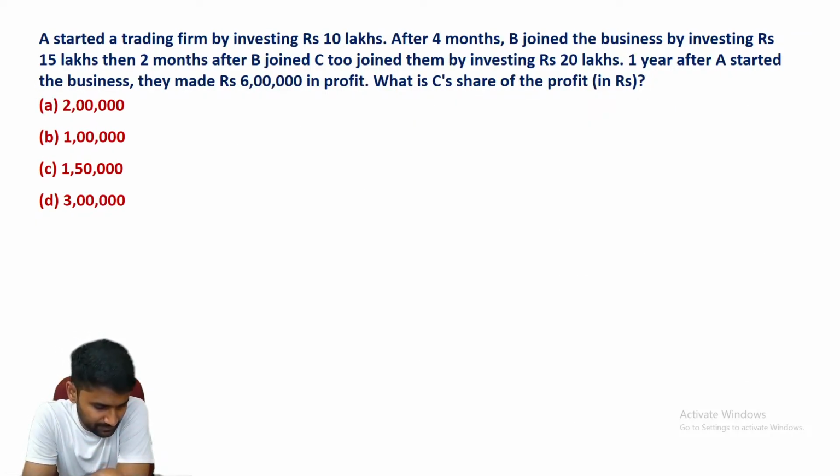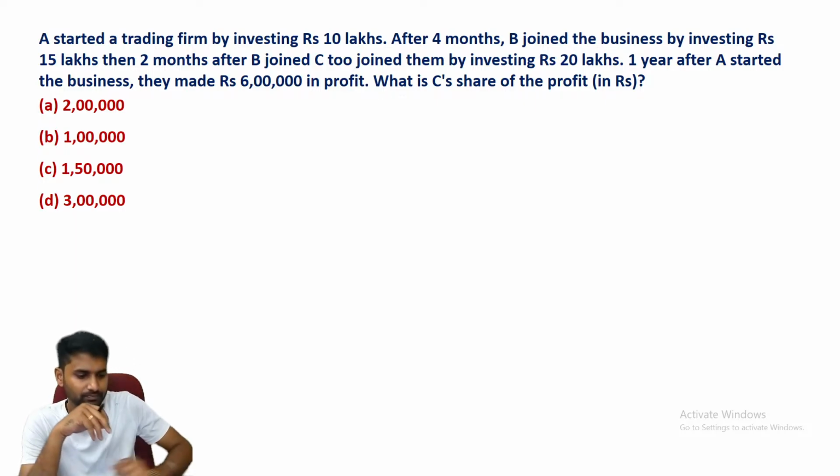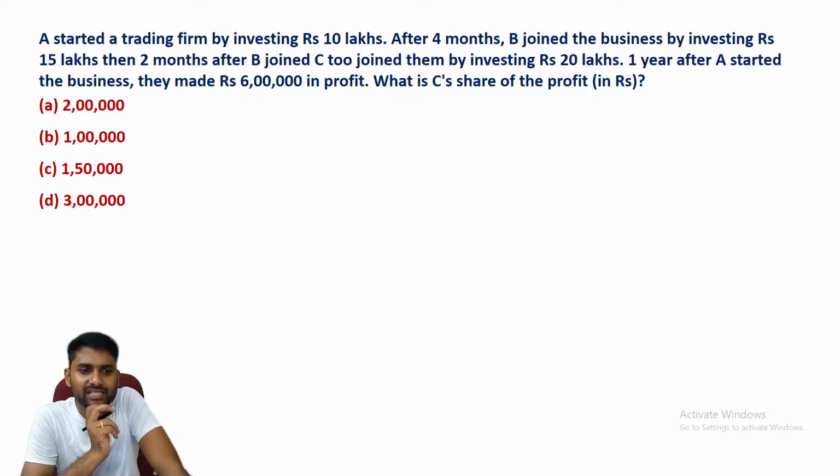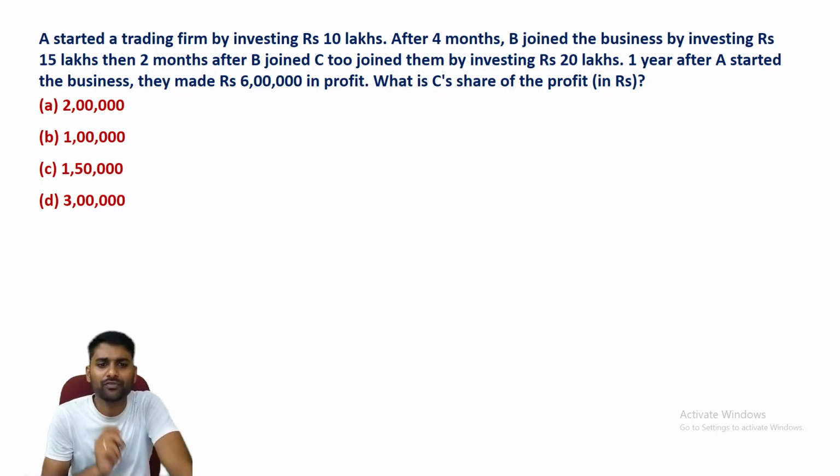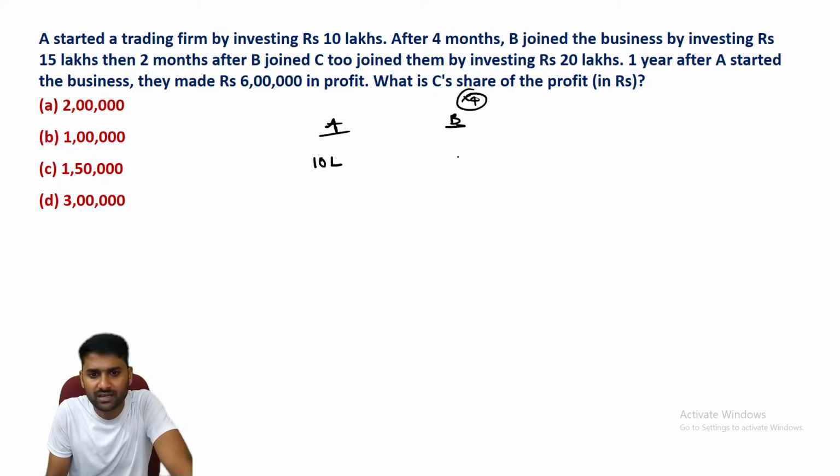Go through this question. A started trading by investing 10 lakhs. After 4 months, B joined the business by investing 15 lakhs. Then 2 months after B joined, C joined them investing 20 lakhs. At the end of 1 year, they made a profit of 6,000. Find the C share. A started with 10 lakhs. After 4 months, B joined. He was not there for the first 4 months and invested 15 lakhs. Then 2 months after B, so C was not there for 6 months and invested 20 lakhs.